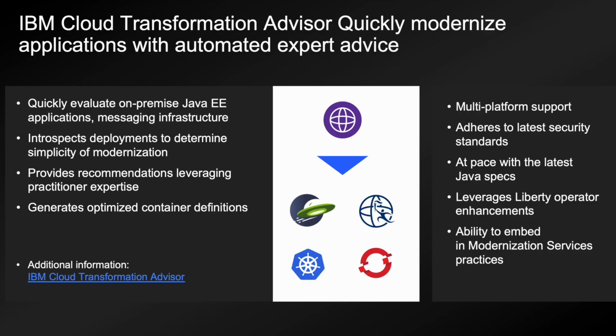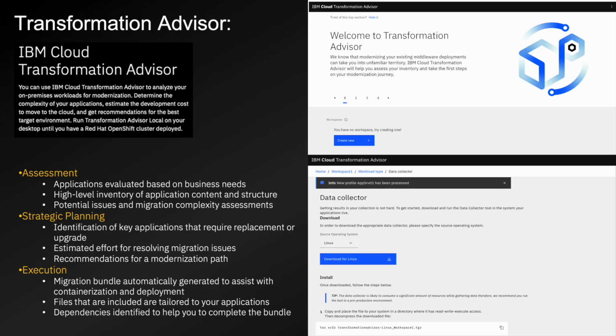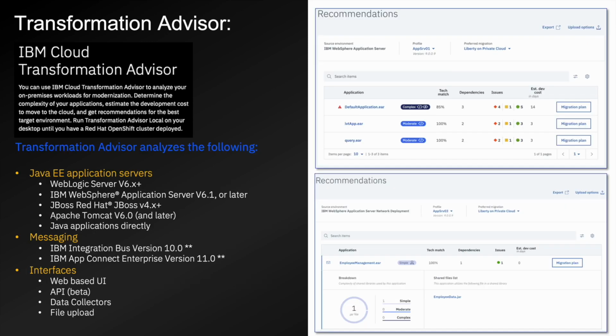Transformation Advisor was designed to help modernize Java enterprise applications and assist customers in moving toward Liberty and containerization. We do this by providing you with an assessment, providing you with enough information to develop a strategic plan, and providing outputs that will move you into the execution phase and let you get started on your migration.